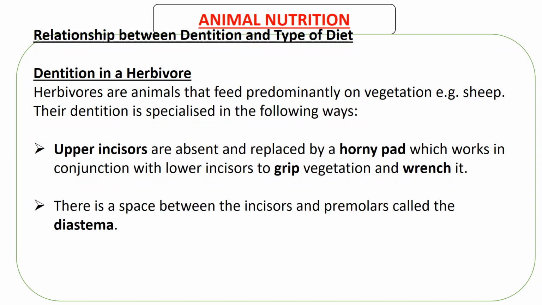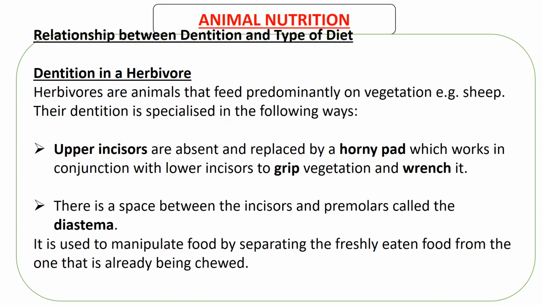There is a space between the incisors and premolars called the diastema. It is used to manipulate food by separating the freshly eaten food from the ones that is already being chewed. So as they are chewing, and again as they are getting new veggies, new grass, for example, they have to separate the two. So the diastema helps in separating what is being chewed and the new food that has just come in. So to understand the diastema and the horny pad, let's take a look at this picture.